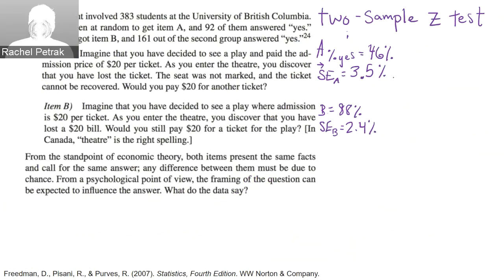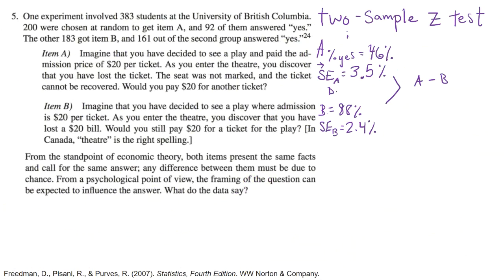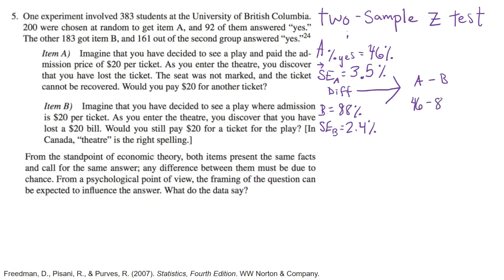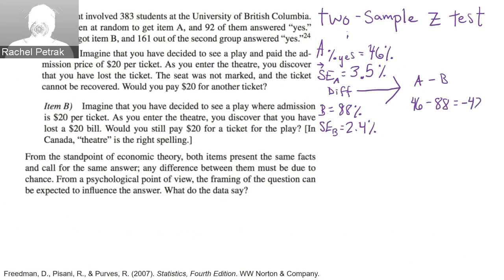We need to get, to do this test, the difference in the percentages. So we take A minus B, which is 46 minus 88. So our difference is negative 42%.